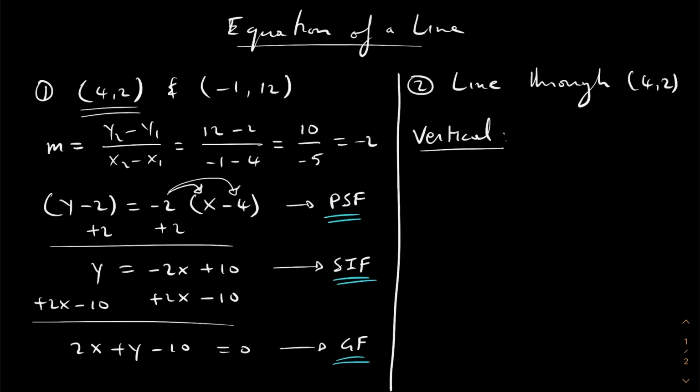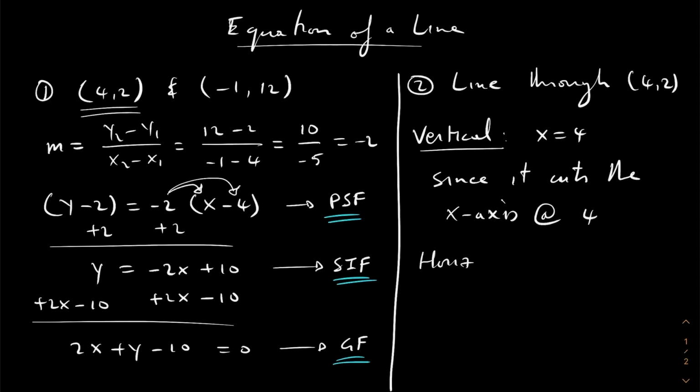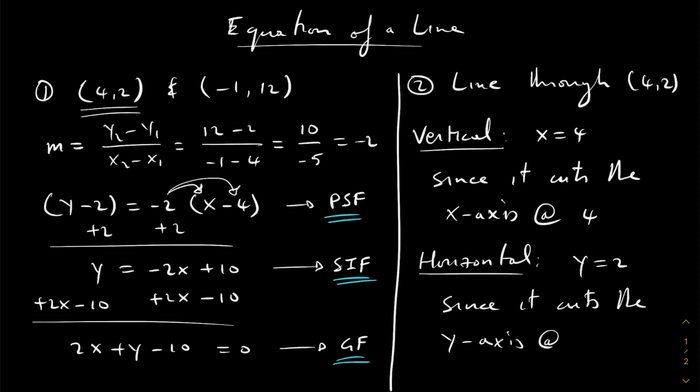So a vertical line in this case would simply be x equals 4, because the vertical line going through the point 4, 2 will be cutting the x-axis at x equals 4. And the horizontal line will be cutting the y-axis at y equals 2. And so therefore, y equals 2 would be the equation for your horizontal line here.